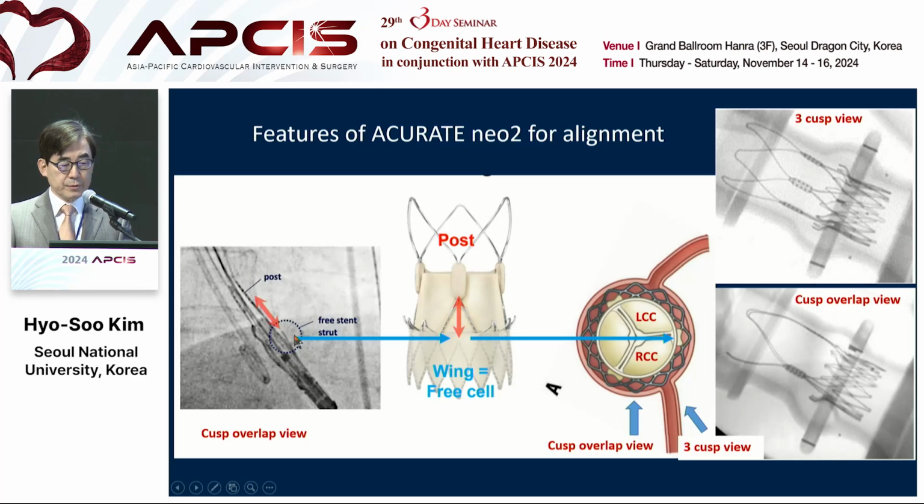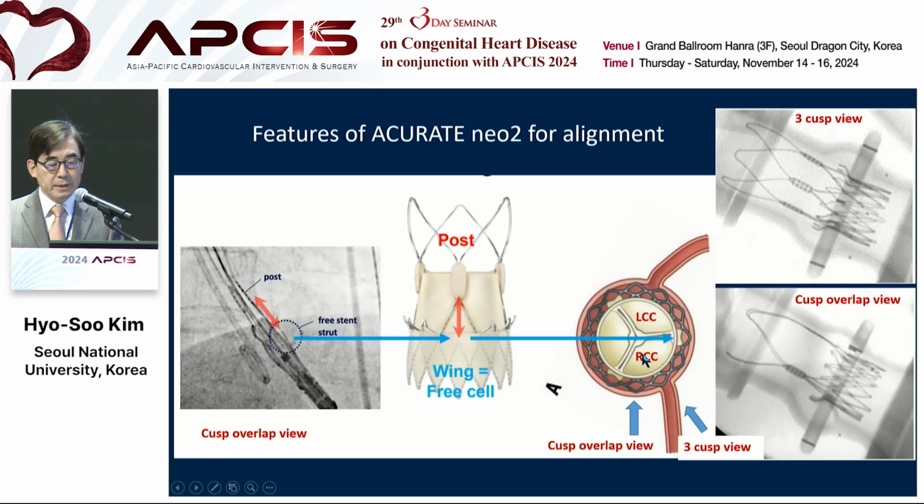On the cusp overlap view, one free cell should be anterior. The cusp overlap view is like this. Right and left cusps are overlapped. Thus, the free cell and post should be on the right. The other one is overlapped with the crimped valve silhouette. On the 3-cusp view, you have to see a symmetric free cell on both sides. The other one disappears in the crimped valve.